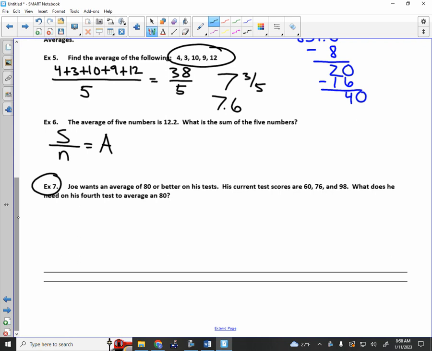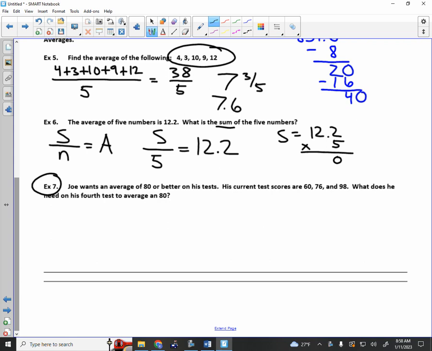So as I just put things in for that equation, I don't know the sum. It says what is the sum? So I just write S. Divided by how many numbers are we adding up? 5. Equals, then what is the average? 12.2. So if I want to solve an equation like that, what should I do to both sides? Multiply by 5. So the sum will equal 12.2 times 5. So if we multiply that out, we should be good to go.